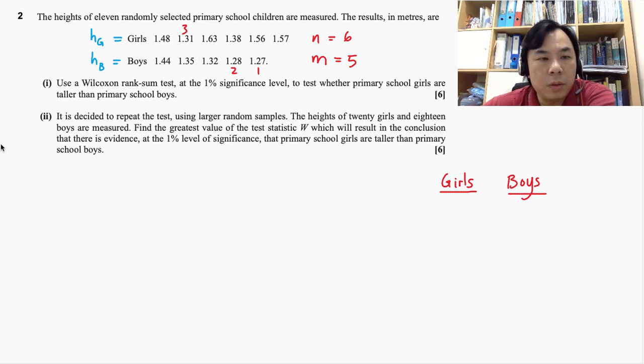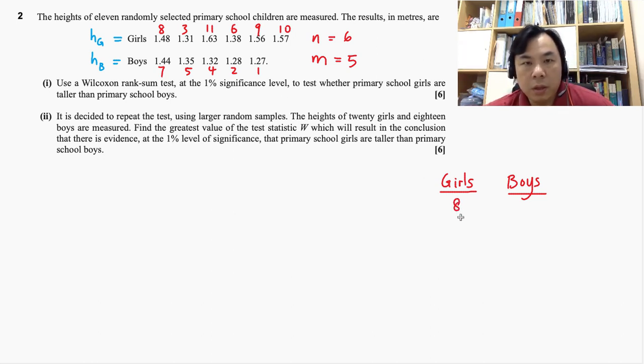Okay, hold on, let me erase this. This is a 4. That will be a 5. And then after that you have a 6. So this one is a 6, and then after that 7, 8. So this one is 8. After that you have 9, 10, 11. So those are the ranks. Therefore I'm going to write down here 8, 3, 11, 6, 9, and 10. Here I have 7, 5, 4, 2, and 1 here.